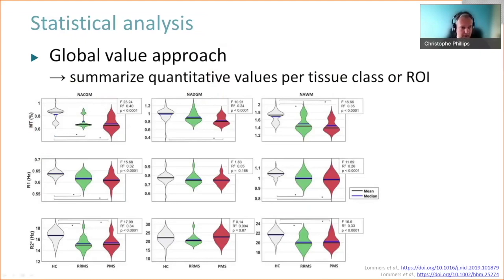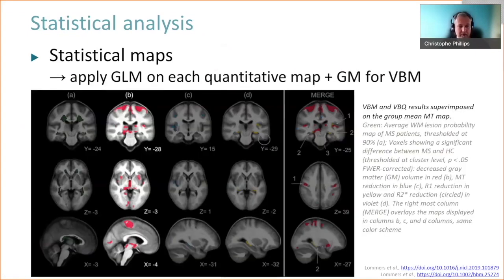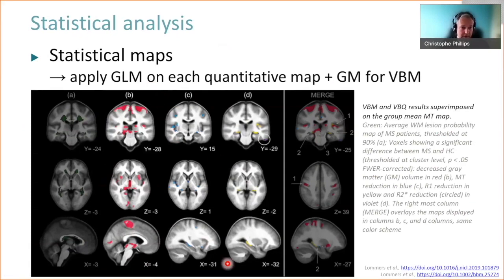In this case, that was healthy controls versus 2 groups of MS patients. Now, obviously, we are typically more interested in proceeding with the standard voxel-based analysis. And here, this is an analysis where we've got results in terms of gray matter, which is here a standard VBM approach. But we can also look at changes in the gray matter for the MT saturation parameter. And then this analysis can also be repeated for the 2 relaxation rates, R1 and R2 star.